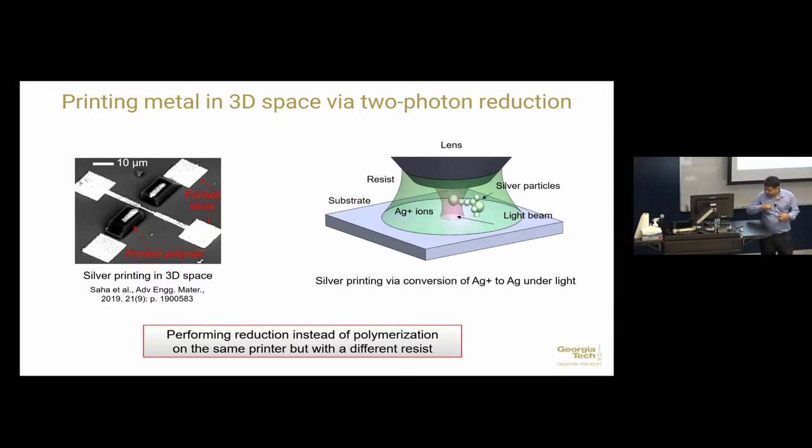So far what we have shown is we can do this using the serial technique at a high speed by moving the spot in space. You can move it in 3D space, which is these silver nanoparticles printed on top of existing structures to make these 3D metallic structures.